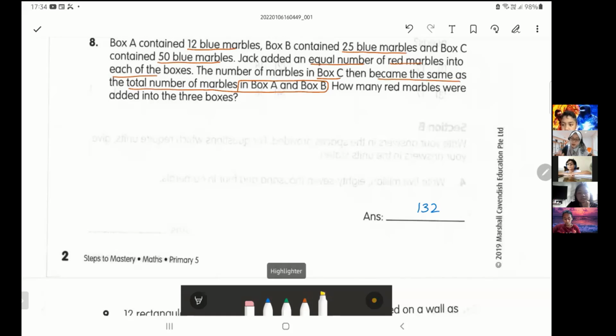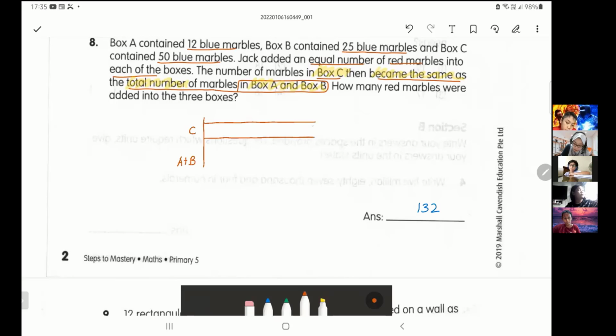We work backwards. This one we work backwards. We work from the back. The back means this one. The number of marbles in box C became the same as the total number of marbles in A and B. We're going to work with this one first. Okay, so if I want to draw my model, it will be C on its own and then A plus B together, right? Because the total number of A and B. So I will draw my model equal, right? The same as, so it's an equal part model. This is how I draw.